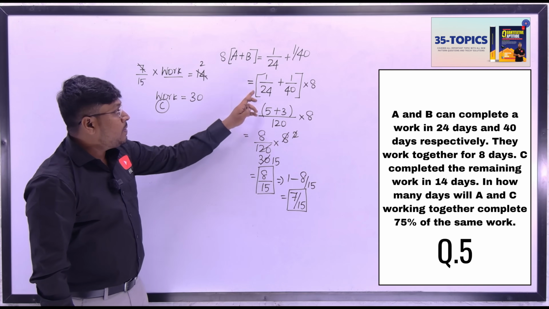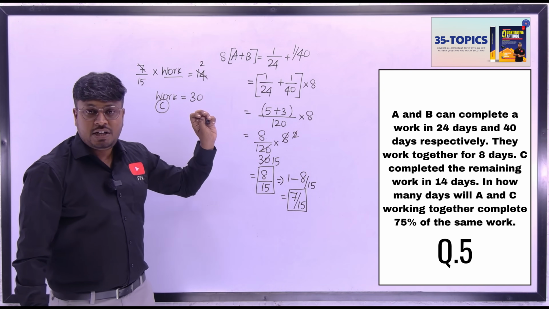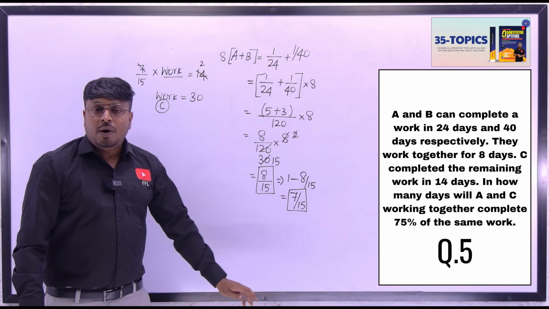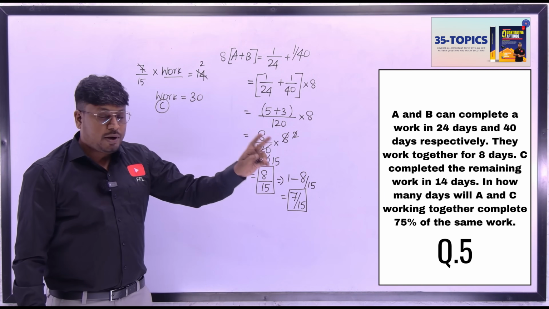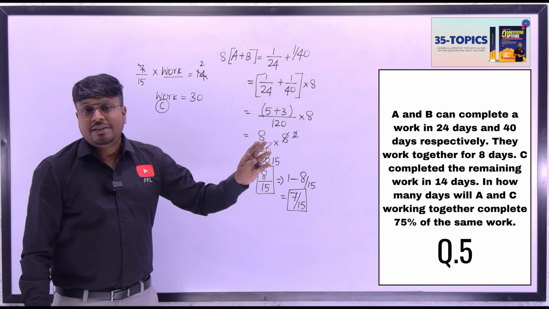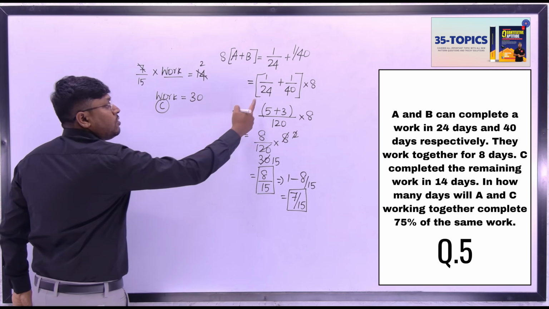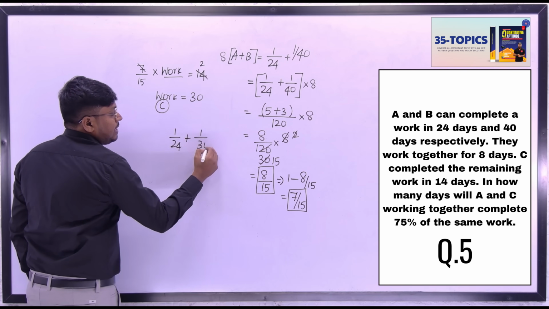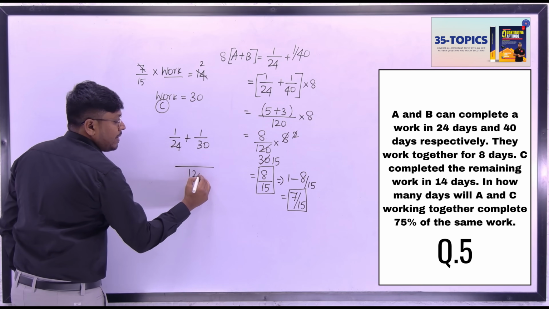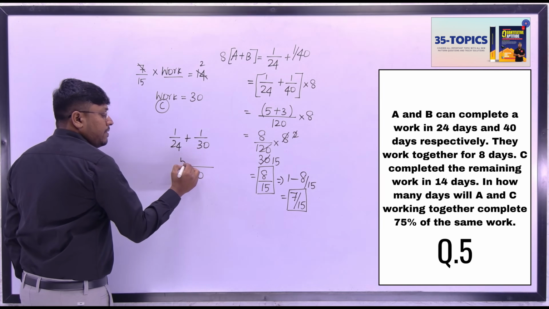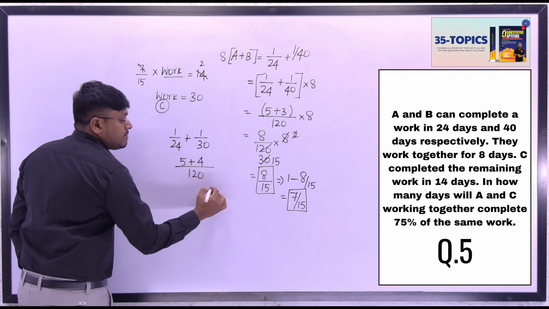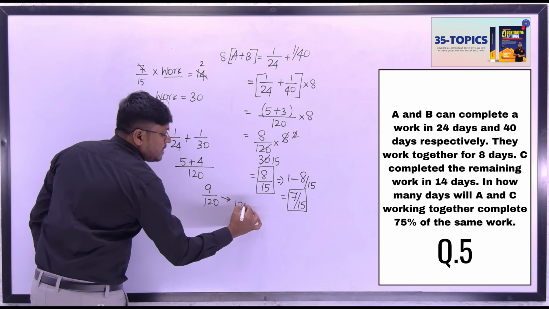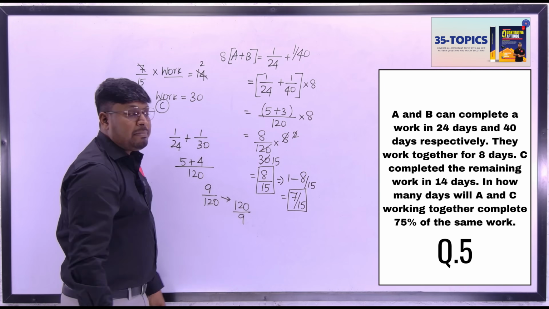Now we already know that A alone can complete a piece of work in 24 days and B alone in 40 days. Now our target is to find how long A and C working together take to complete 75% of the work. A is 1 by 24. C is 1 by 30. Again we can take the LCM as 120. So this will be 5 times and this will be 4 times. So 9 divided by 120. Finally they can complete a piece of work in 120 by 9 days.